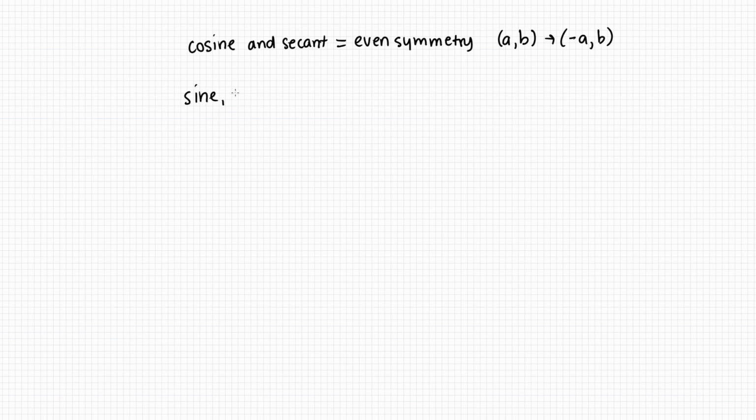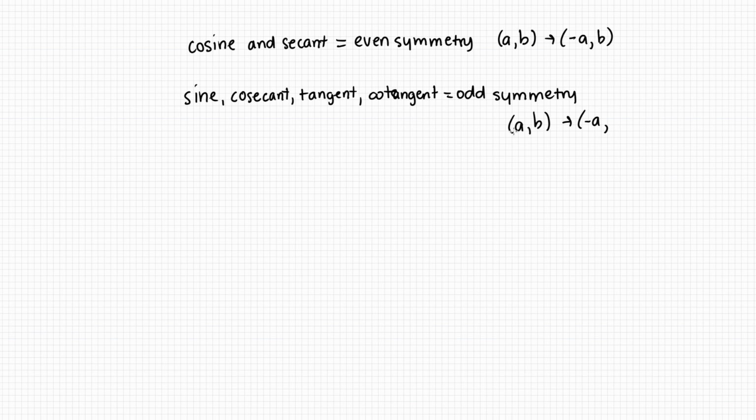Sine, cosecant, tangent, and cotangent all have odd symmetry. Meaning, if you have a coordinate point and you take its negative x value, that means the y value will also be the negative as well.